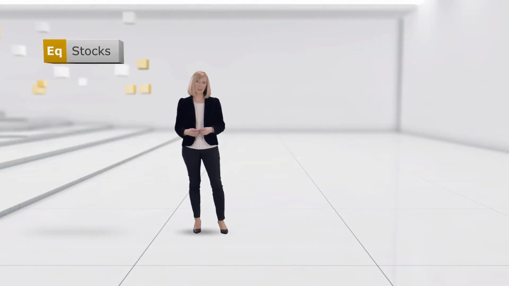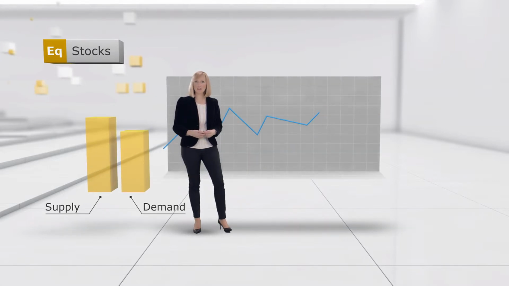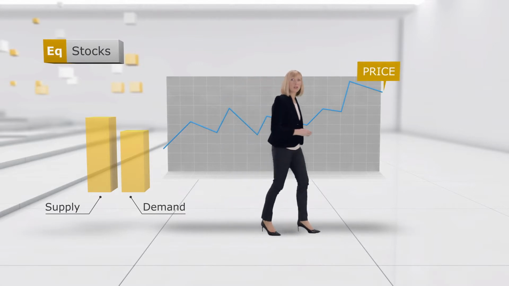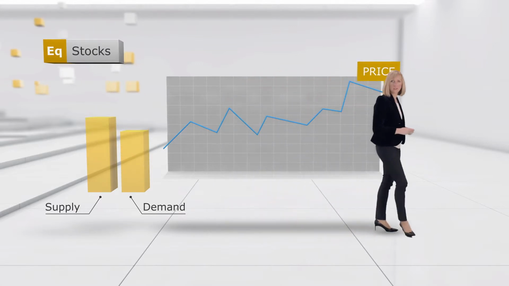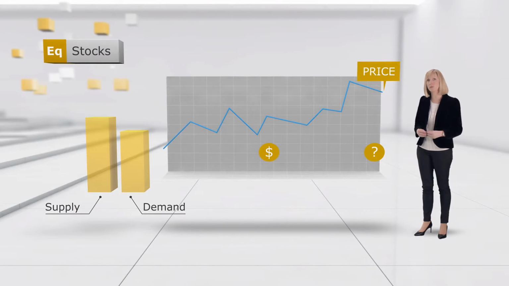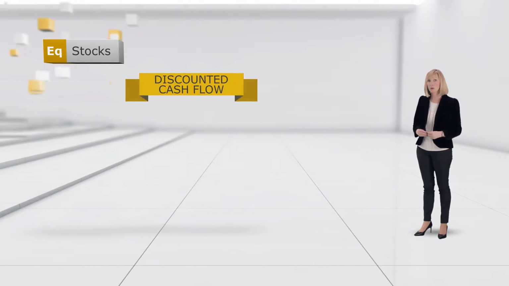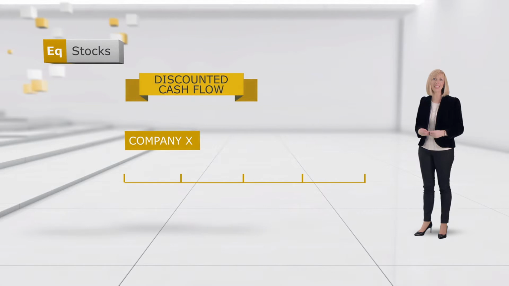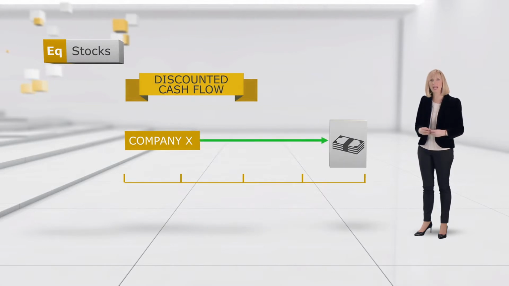Like most other assets, the price of a stock is a result of the balance between supply and demand. Supply and demand for a particular stock is impacted by a range of factors. For instance, the market's expectation regarding the future earnings of the company. A popular valuation method for stocks is to discount a company's expected future cash flows using a discounted cash flow model. With a discounted cash flow model, you're aiming to work out what the value of a company is today based on the free cash flow that it's going to generate in the future.